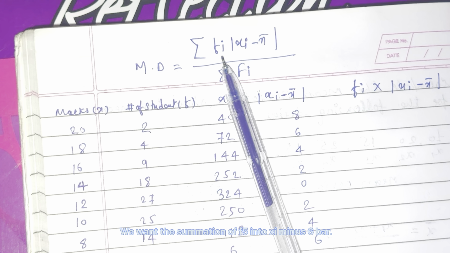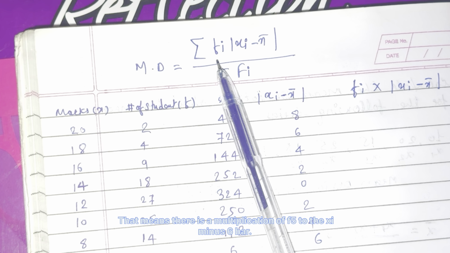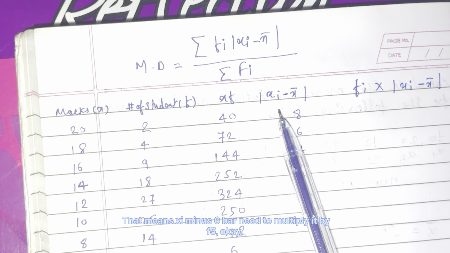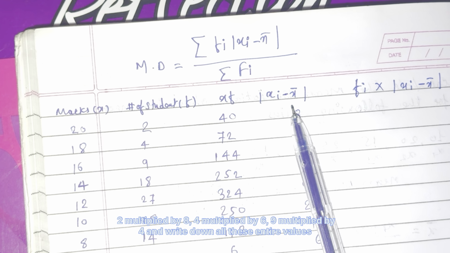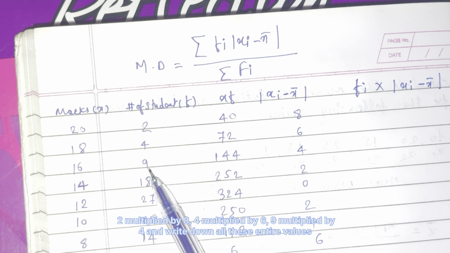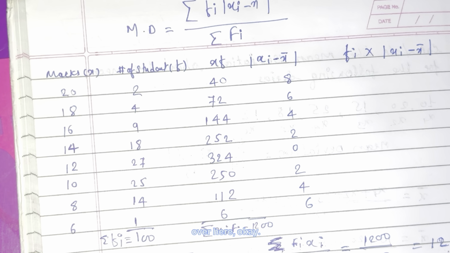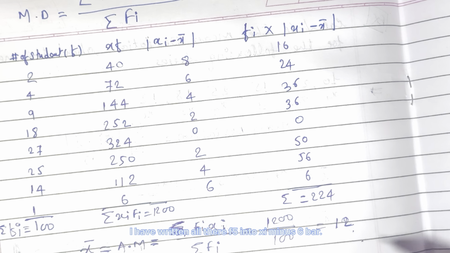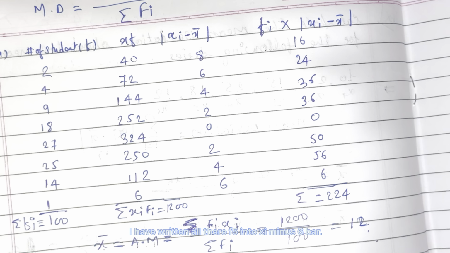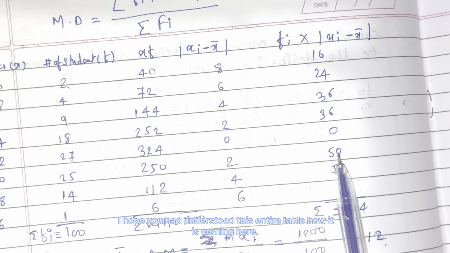We want the summation of fi into modulus of xi minus x bar. That means xi minus x bar needs to be multiplied by fi: 2 multiplied by 8, 4 multiplied by 6, 9 multiplied by 4, and so on. Let me write all these values here. I have written all the fi into xi minus x bar. I hope you have understood how this table comes about.